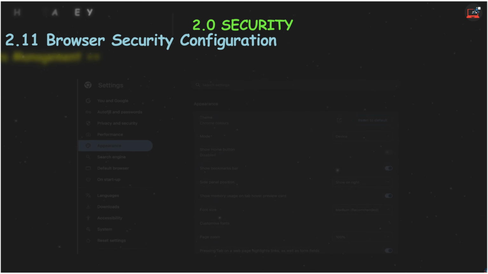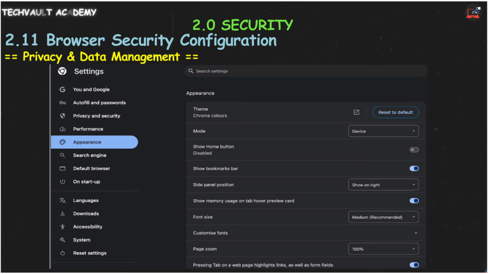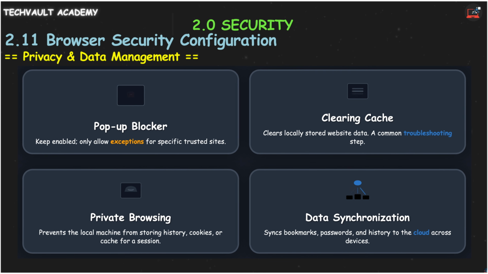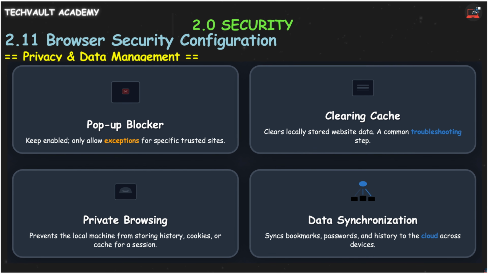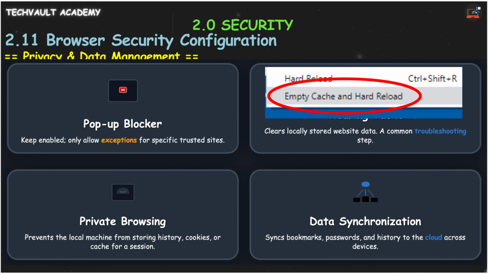Inside the browser settings, you have several tools to control privacy. Keep the pop-up blocker enabled and only grant exceptions to specific, trusted sites. You should periodically clear your browsing data, especially the cache.